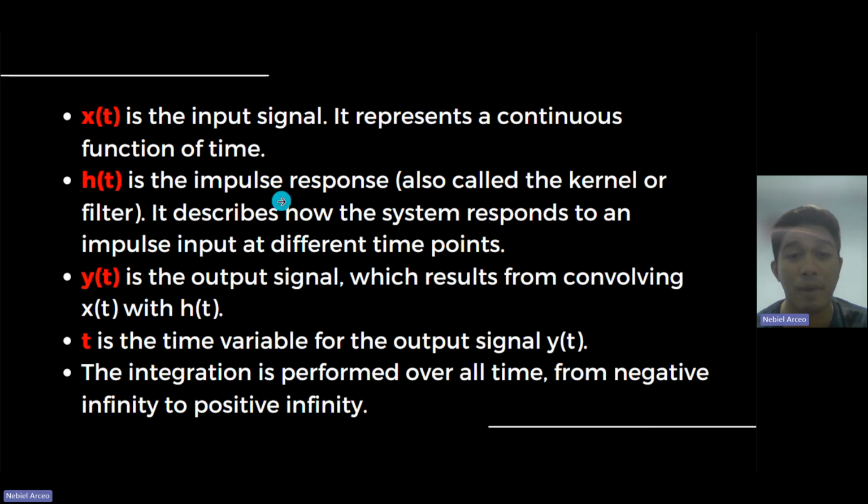h of t is the impulse response. It is also called the kernel or filter. It describes how the system responds to an impulse input at different time points. y of t is the output signal, which results from convolving x of t with h of t. t is the time variable for the output signal y of t. And the integration is performed over all time from negative infinity to positive infinity.